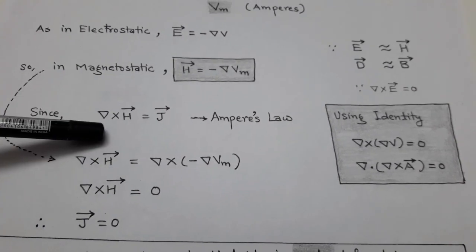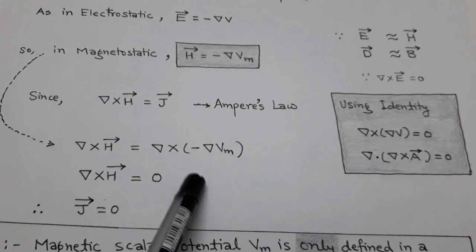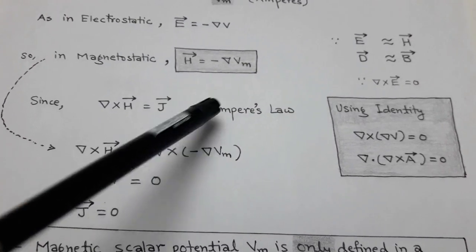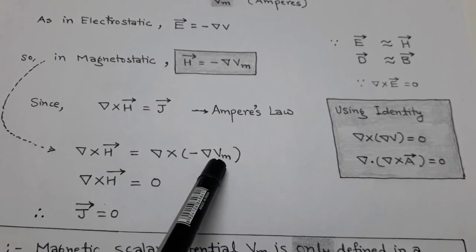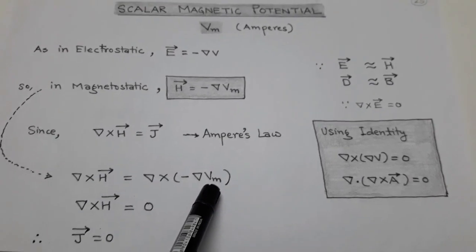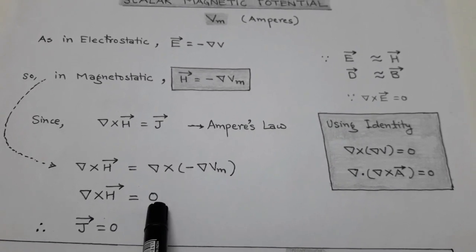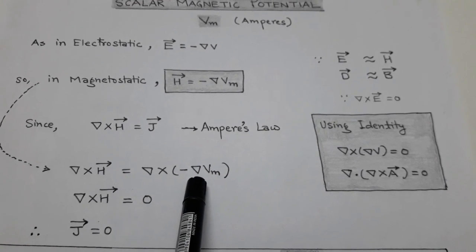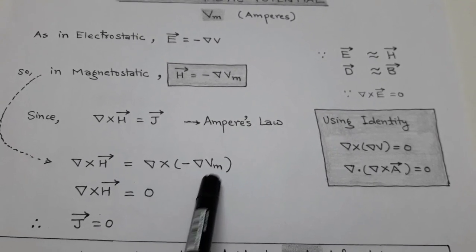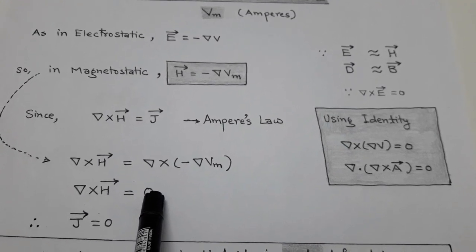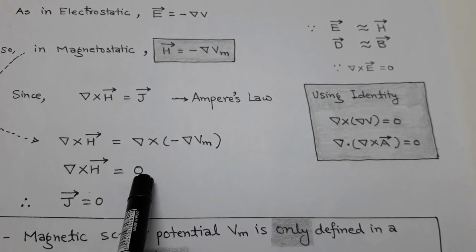Now, in place of H vector, we can write minus gradient of V suffix M. And here we get an identity, that is, the curl of the gradient of a potential V suffix M, and its value is 0 by using the identity that the curl of the gradient of a potential equals 0. Here the minus is taken outside, so the curl of the gradient of potential V suffix M is 0. So we can say that the curl of H vector equals 0.